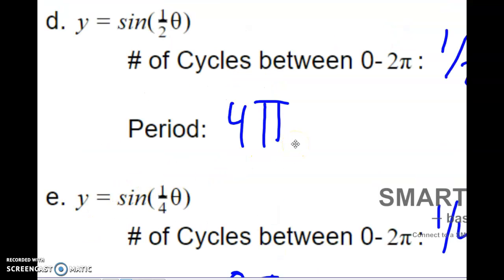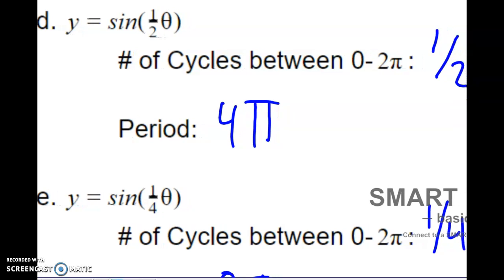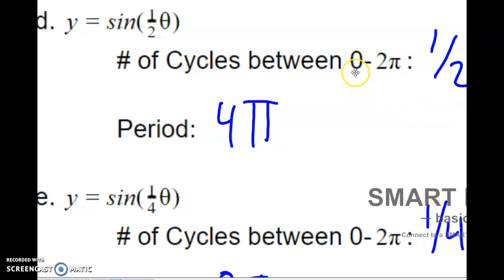Part D, y equals sine of 1/2 theta. Well, in this case, b is 1/2. So the number of cycles would be 1/2. There's half of a cycle between 0 and 2 pi. And the period would be 2 pi divided by 1/2, which is the same as 2 pi multiplied by 2 over 1. So that would make 4 pi as the length of the period.